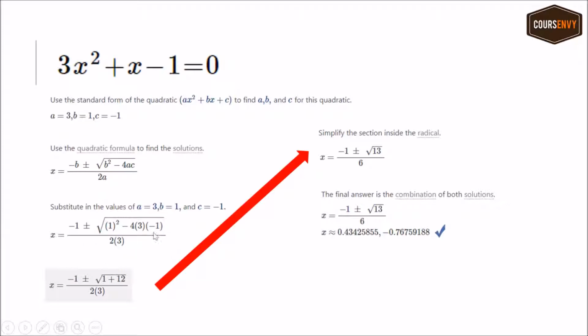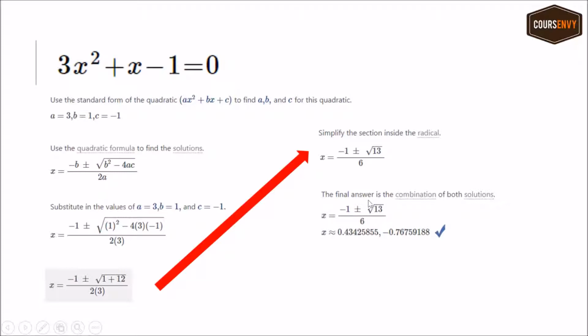So let's do some simple math here. -4 times 3 times -1. We're looking at positive 12. 1 squared is 1. 1 plus 12. -1 stays the same. 2 times 3, let's simplify that out. That will be 6. So we're looking at 1 plus 12, 13. So -1 plus or minus the square root of 13 divided by 6.